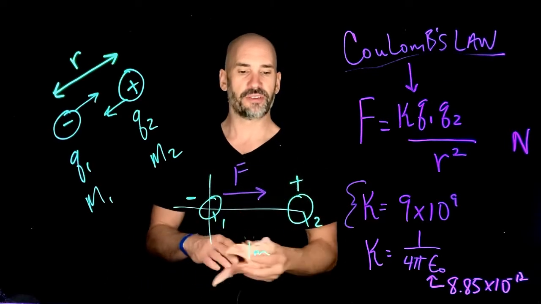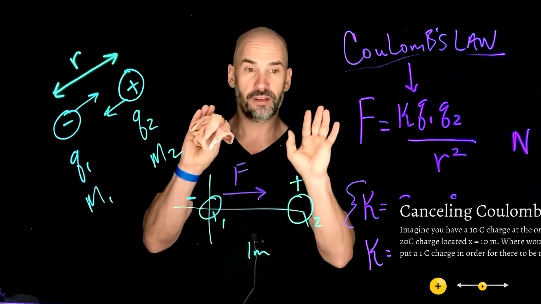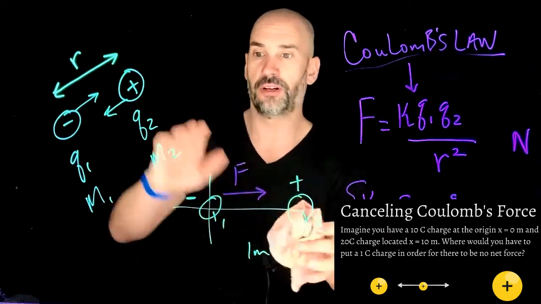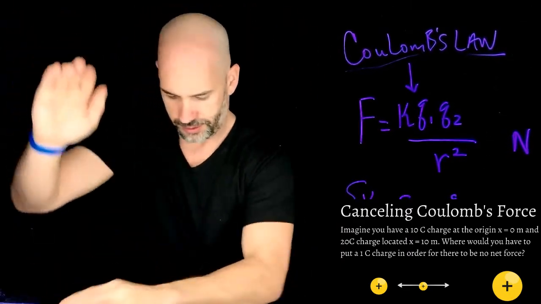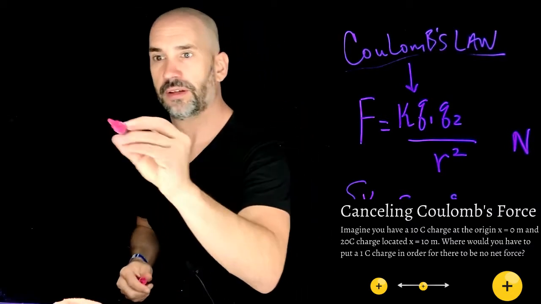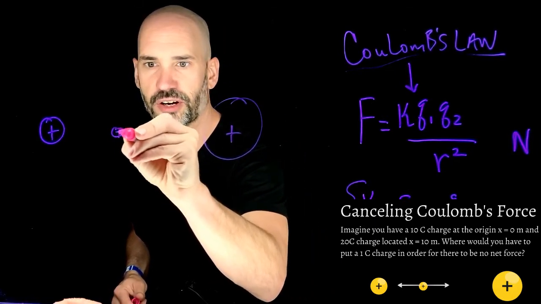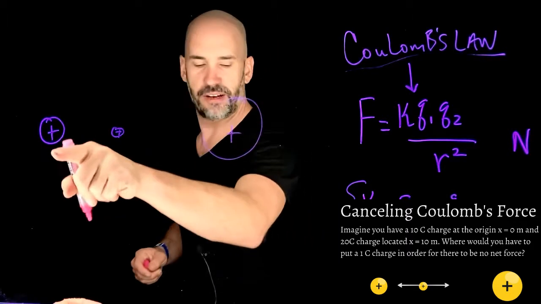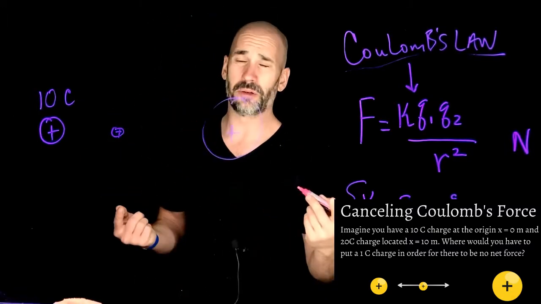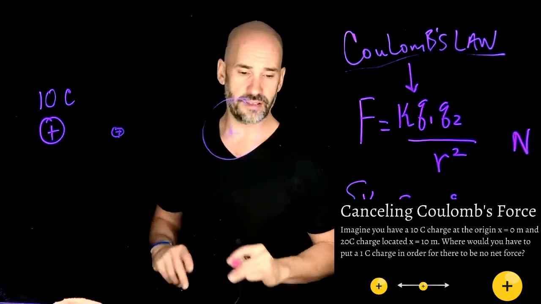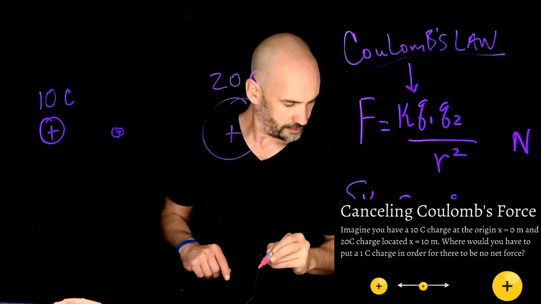Another problem to see how this works, and this is canceling Coulomb's force. Okay, we're going to do a lot of examples, but in this one, we have two charged particles, and I'll draw it here, and I'll leave the formula up because that's helpful. We have two charged particles, this one over here and this one over here. And we have one little tiny test charge somewhere in between, okay? And here at the origin, this is a 10 Coulomb charge. Once again, a Coulomb is really, really big, but I just made it whole numbers so that it's easy to deal with. And this is a 20 Coulomb charge located at 10 meters, okay?